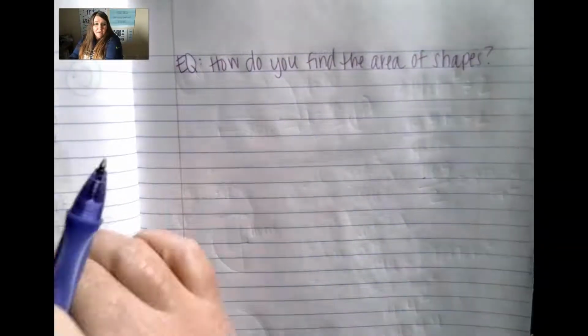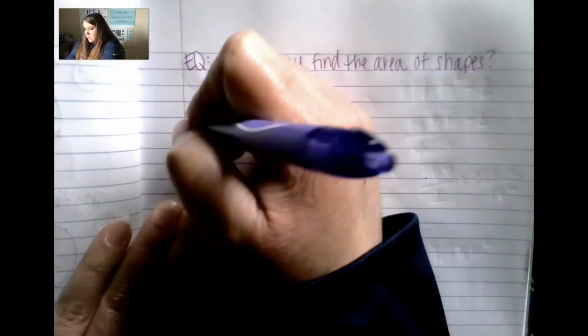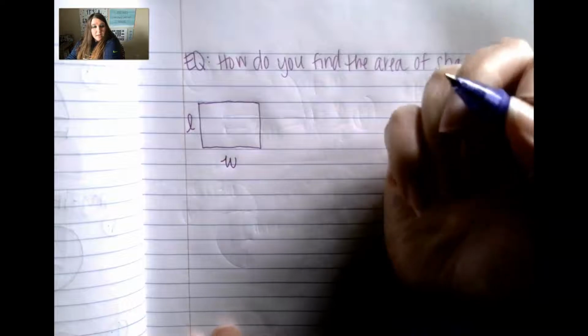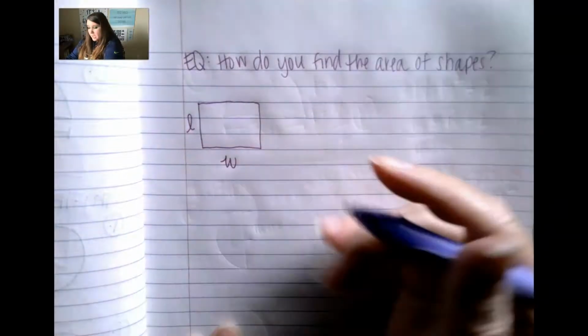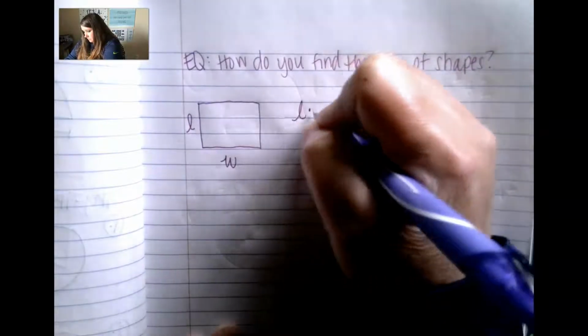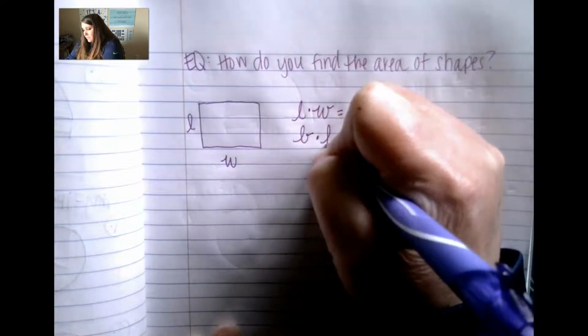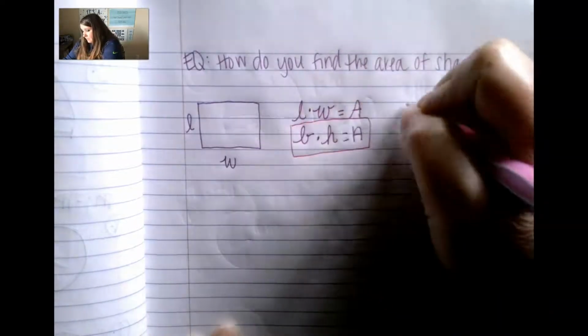Hi everyone, today we are looking at finding the area of shapes. When we found the area of shapes before, you had something like a square or a rectangle, and we looked at length times width. Today we're going to change length times width into base times height, and that's going to equal area from now on.